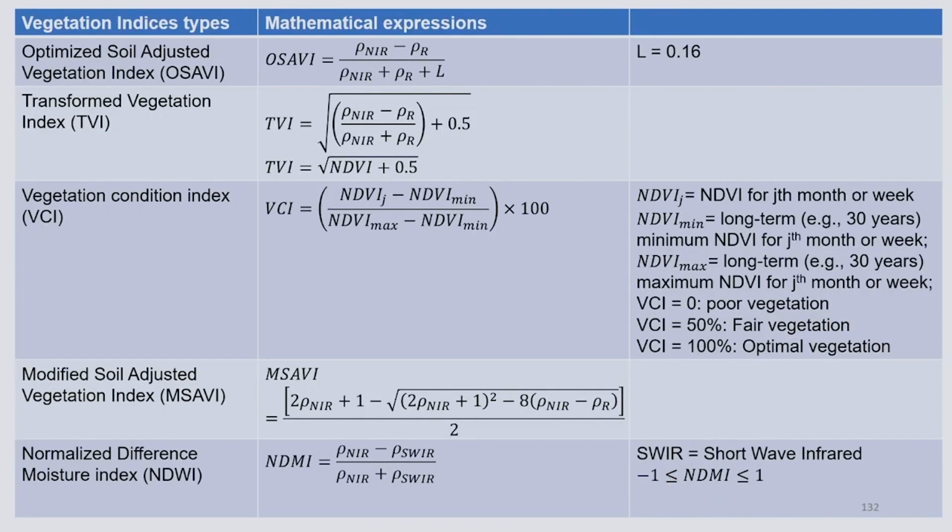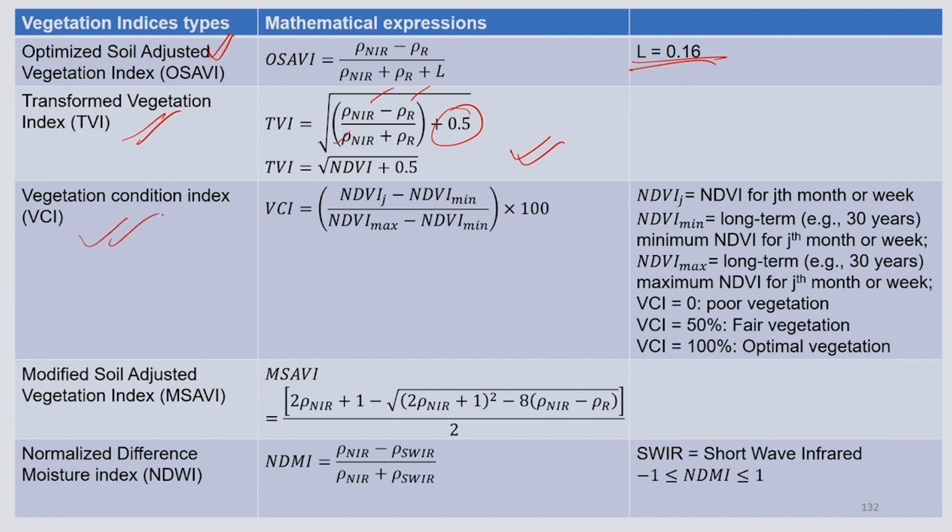Okay? Next, OSAVI, optimized soil adjusted vegetation index. Here the L value we consider as 0.16. Transformed vegetation index, TVI: the same, you use the NIR and R wavelength values, rho NIR minus rho R by rho NIR plus rho R plus 0.5, and then you calculate the TVI from the NDVI value. Basically, you get the square root of NDVI plus 0.5.